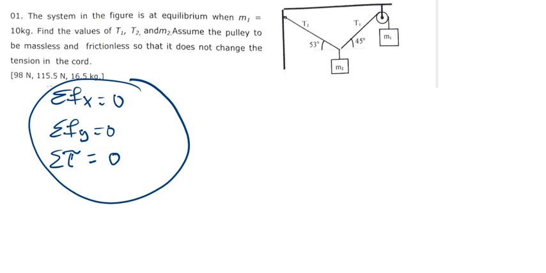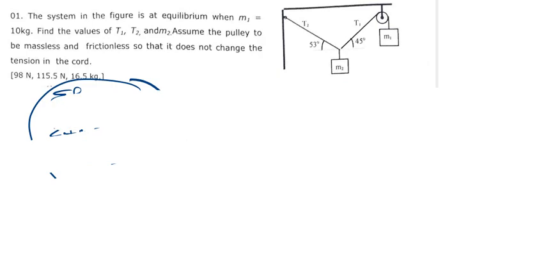So let's try to solve this question, which is saying the system in the figure is at equilibrium when m1 is equal to 10 kgs. Find the value of t1, t2 and m2. Assume the pulley to be massless and frictionless so that it does not change the tension in the cord. And to make things simple, they have given us the answers already. They just want us to find the answers.